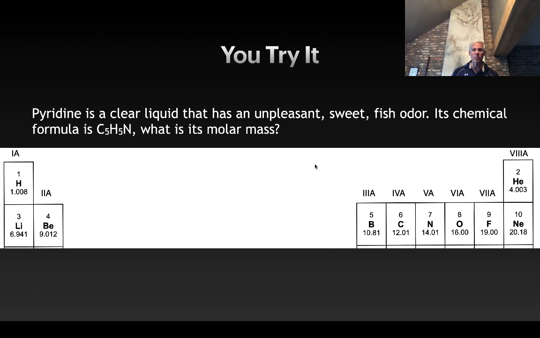It has a chemical formula of C5H5N. So it has 5 carbon atoms, 5 hydrogen atoms, and 1 nitrogen atom in each of its molecules. And using the periodic table information below, you should be able to find its molar mass. And again, look for a link on how to calculate that.